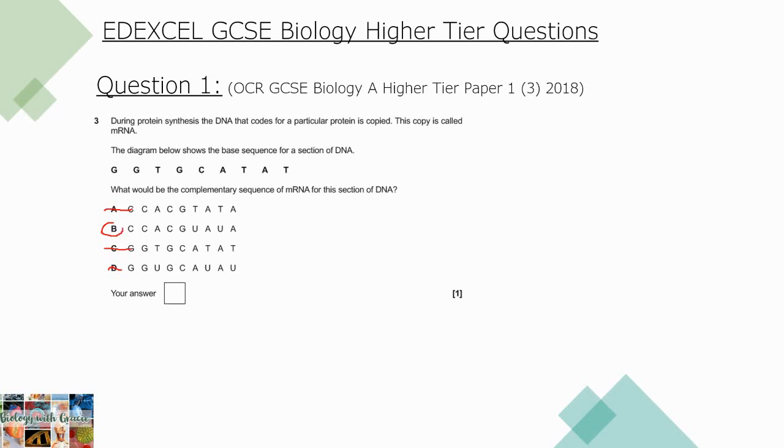And if we want to go through that to check it, we can have a little look. We've got G, which complementary base pairs to C, G, which complementary base pairs to C, and then T goes to A, and you get the picture. So we know that our answer is in fact B.